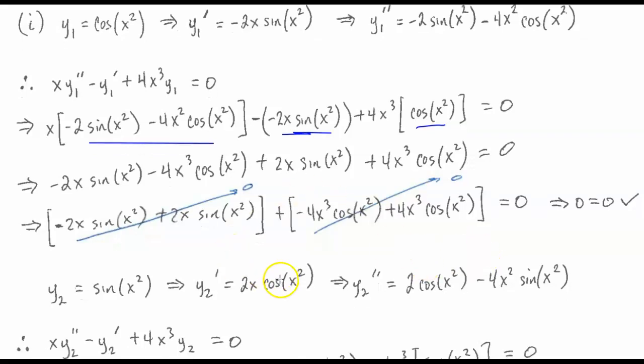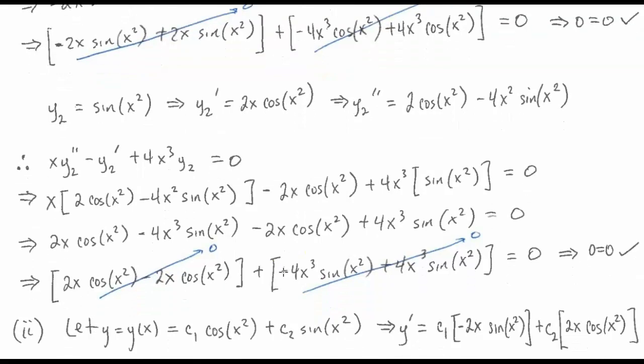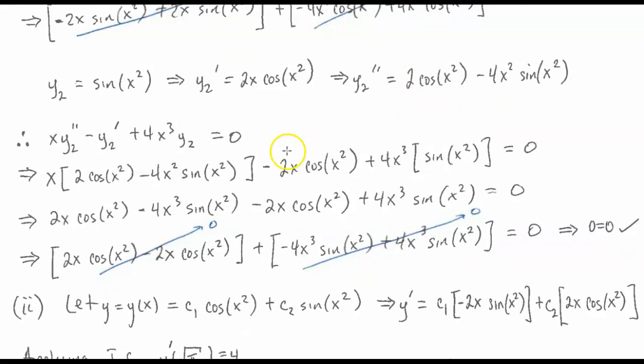And so if we do the same thing for sine of x squared, we'll see a similar sort of thing happen here. This is our first derivative using the chain rule. And going from first derivative to second derivative, we have to use the product rule and the chain rule. And so we take that, substitute in y sub 2 double prime here.